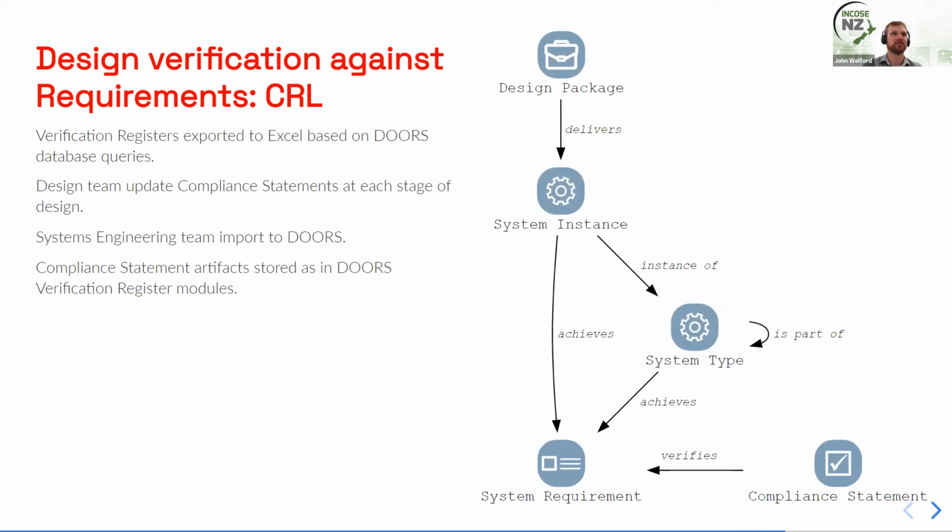What that looks like on City Rail Link is we have compliance statements that verify that we've met our system requirements. And of course, the system requirements trace to the minimum requirements, which means we can be somewhat confident that we've met those minimum requirements.